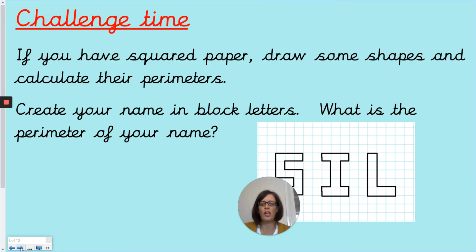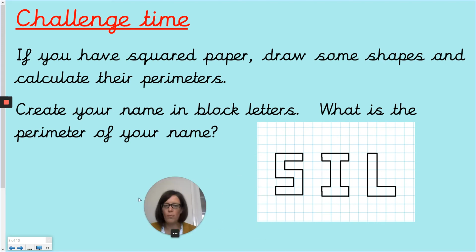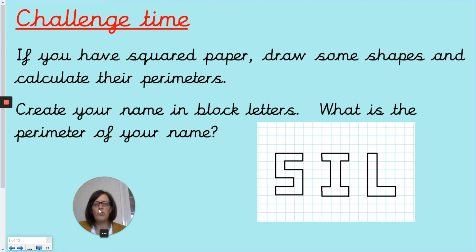So this is our challenge now. If you've got some squared paper in your house, maybe an old maths book or something, draw some shapes and calculate their perimeters. You can do any shapes you want, see if you can work out their perimeters. Second challenge, can you create your name in block letters and then work out the perimeter of your name?